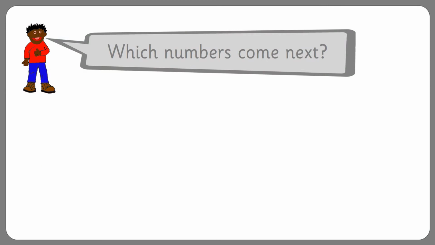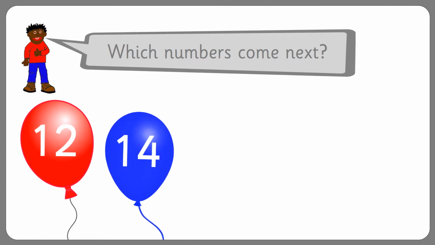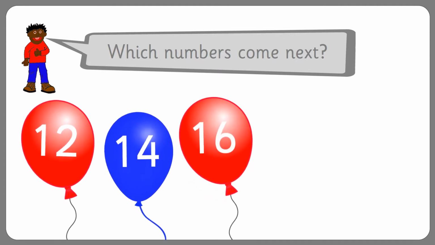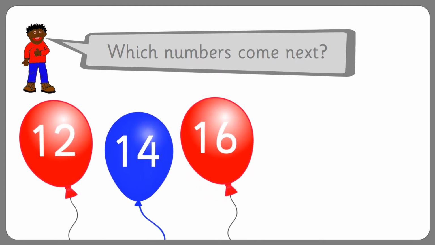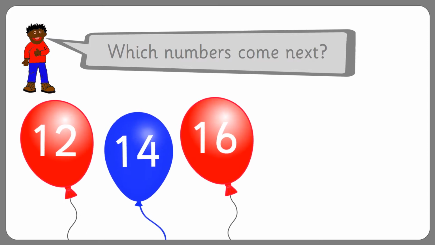Okay, let's start by getting our maths brains warmed up. And here's our friend Sunny with a question, and he's asking which numbers come next. So we're going to see some balloons with numbers on, and we've got to work out what is the rule for the sequence to see if we can work out which numbers come next. So we've got a 12, then we've got a 14, and then a 16. So you've got to work out the next two numbers in that sequence. I'll give you some thinking time.